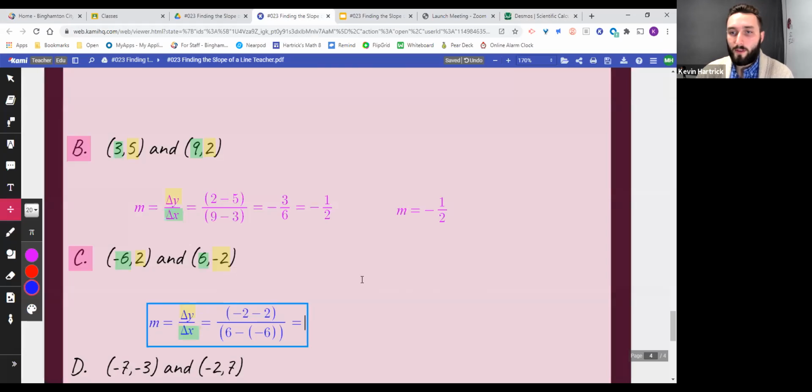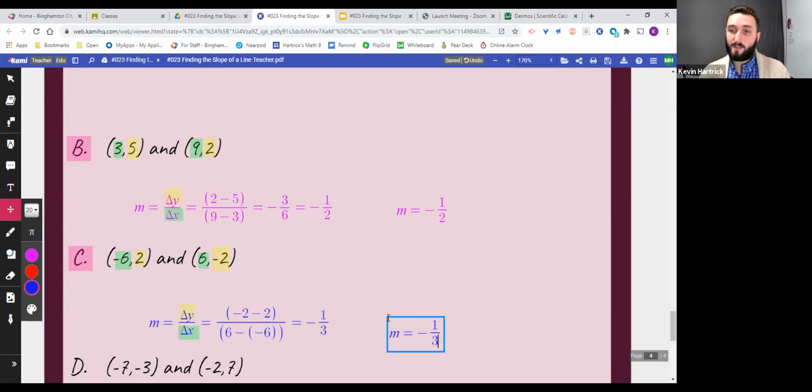So this is -1/3, and that is my slope. And again, like I said, the Desmos calculator is always going to give you the fully reduced. So there's no reducing left to go on in this one. And we have our slope. So the slope of a line that connects these 2 points would be -1/3. Okay, you guys are going to try A and D on your own.